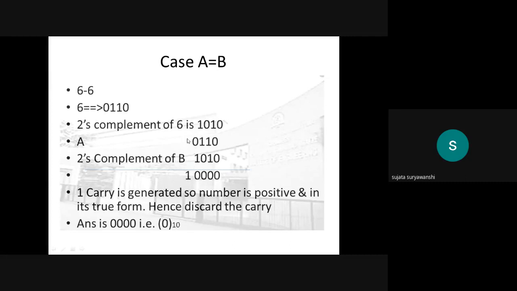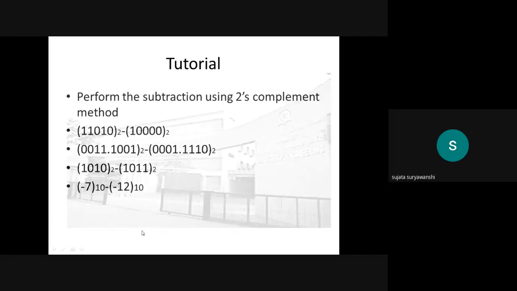Here you have added two 4-bit numbers, and you are getting 5 bits. That's why the MSB shows carry. Here carry is generated, means your number is positive, because 0 does not have a sign, either minus or plus. Discard that carry and the magnitude shows 0. That's why your result is 0 and it is in true form. No need to convert it into 2's complement form. Your result is 0 in decimal form and 0000 in binary form. Now this is the tutorial.